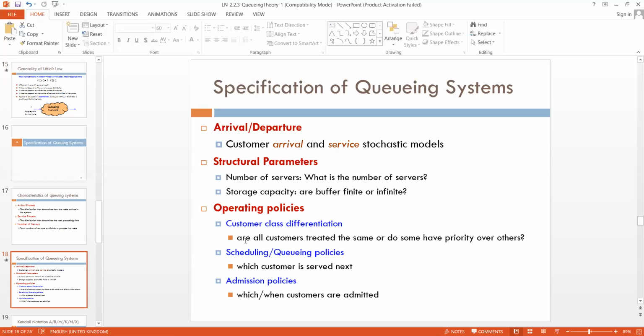Yes. So customer class differentiations. Okay, are all customers treated the same, or do some have priority over others? That is the queuing discipline. Okay. So over here we can talk about either first in, first out, or last in, first out, like in the case of using a lift. Okay.